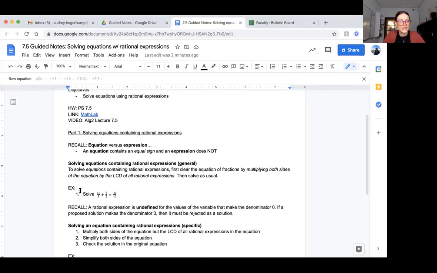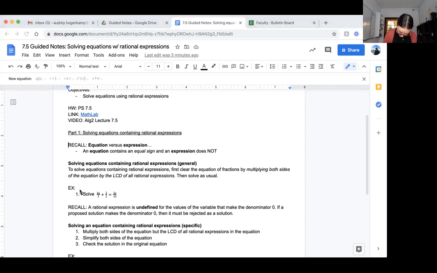So solving equations containing rational expressions. In general, what we do to solve equations containing rational expressions is first clear the equation of fractions by multiplying both sides of the equation by the LCD of all rational expressions, then solve as usual. So 7.2 part one is coming back to haunt us with finding LCDs. So hopefully that part made sense to you. If not, come see me in tutorial. But let's do an example.